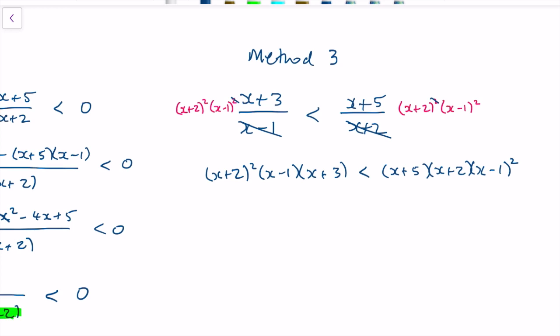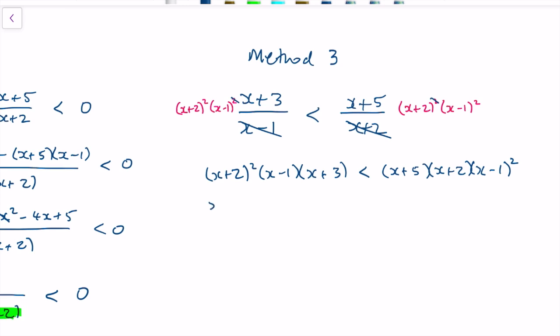What we can't do is cancel off x minus 1s, because we're going to have the same issue as before. If I was to cross that off and cross that off, I'm dividing both sides by x minus 1. And dividing by x minus 1 is going to flip the inequality depending on what x is. So we don't cancel off both sides of an equation like that. We can expand it though.